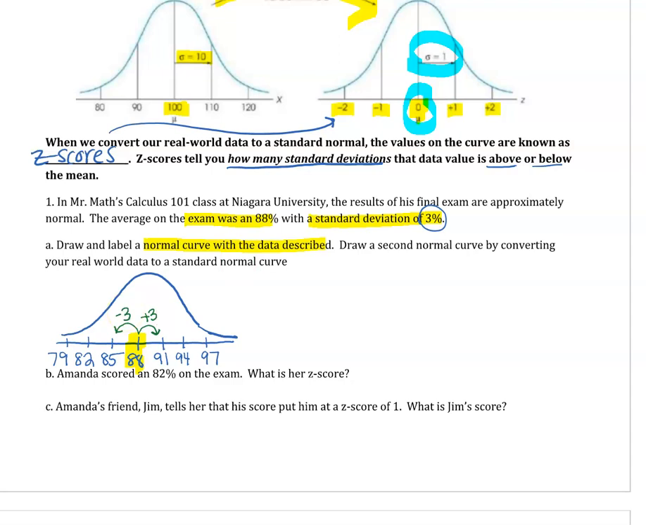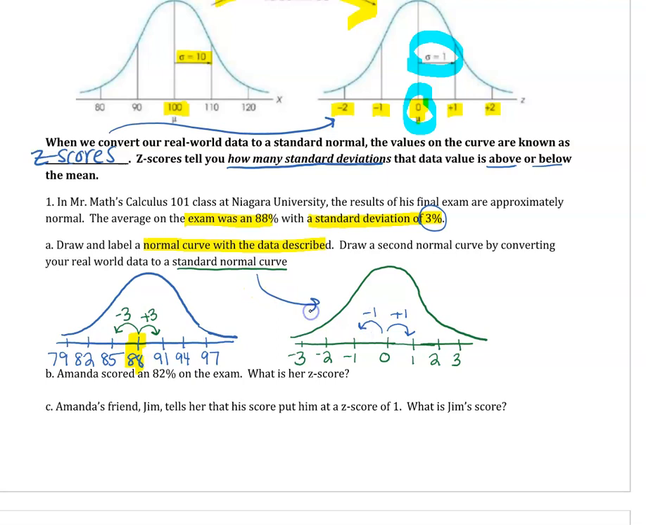Now, if your data was then in a standard normal curve, again, would just mean that the center is 0 and the standard deviation is 1. So 1 standard deviation above, 1 below, and that's your standard normal curve.